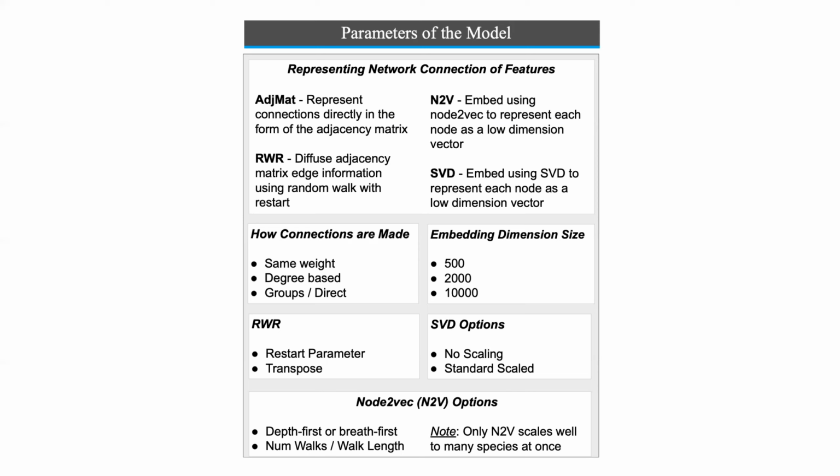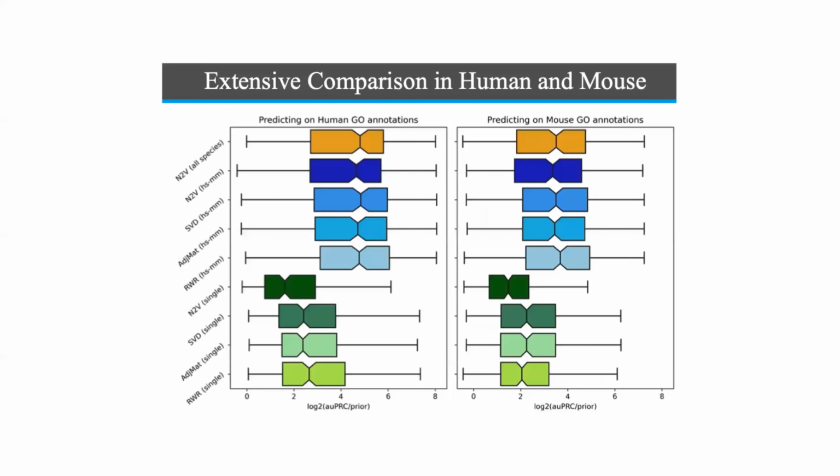We tried a couple of different embedding sizes. With random walk with restart, you can change the restart parameter. You can use the transpose of the matrix as features. With SVD, we can standard scale it or not scale it, so it's kind of PCA-ish. And then Node2Vec has a lot more parameters. You can do depth first walking, breadth first walking, number of walks, walk length, and context window size. But really only Node2Vec scales well to having many species together.